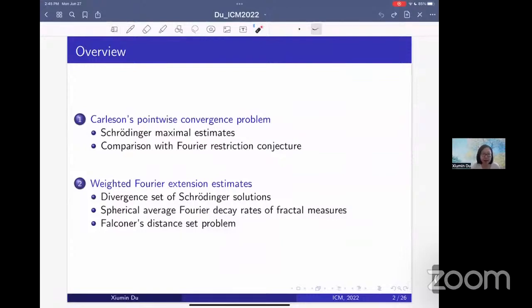In the second part, we'll see a generalization of the Schrödinger maximal estimates. That is, the so-called weighted Fourier extension estimates. And these estimates have applications to several problems in PDEs and geometric measure theory, including the divergence set of Schrödinger solutions, the spherical average Fourier decay rates of fractal measures, and the Falconer's distance set problem.